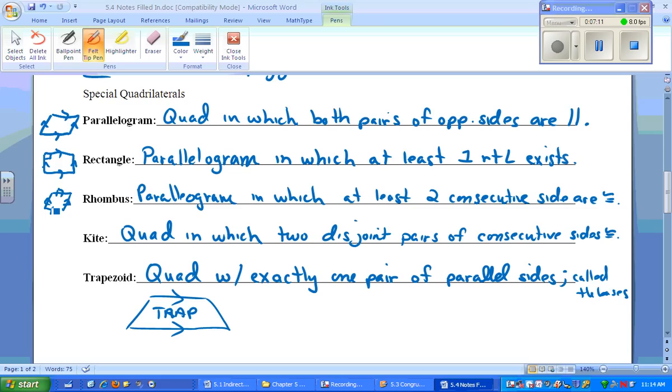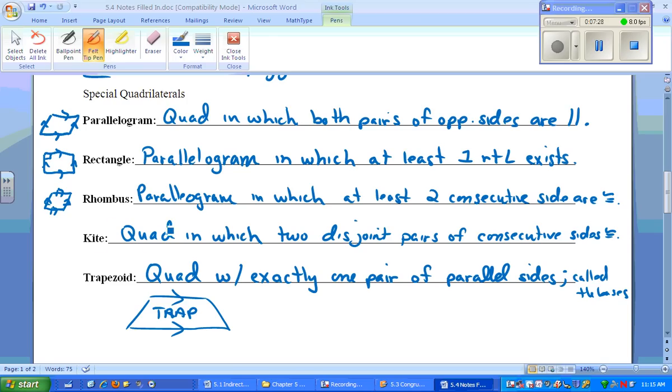A square is not on here, but if it were, you would have the parallelogram in which at least two consecutive sides are congruent, but you'd also have at least one right angle. It'd have both of these two ideas put together, that makes the square, which is perfect.